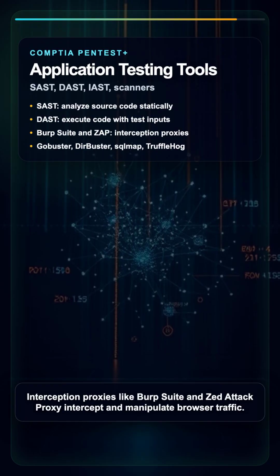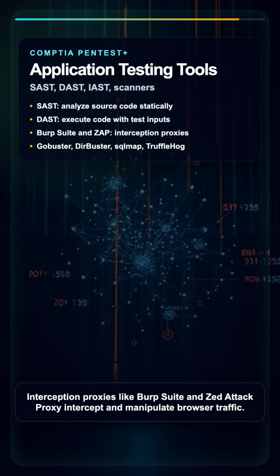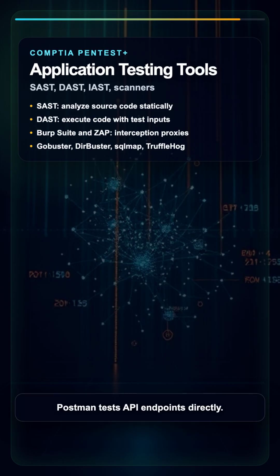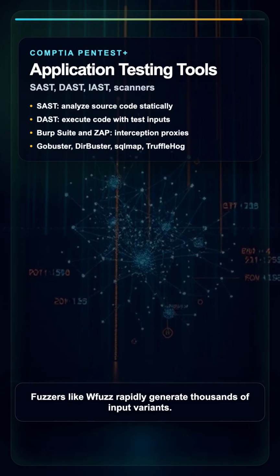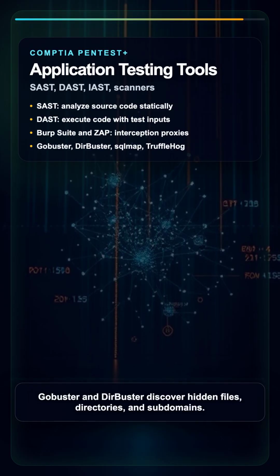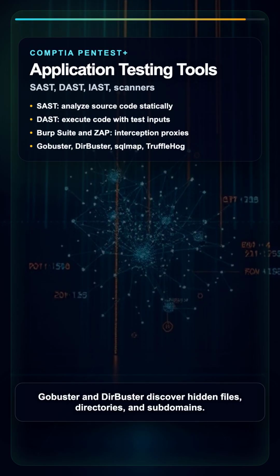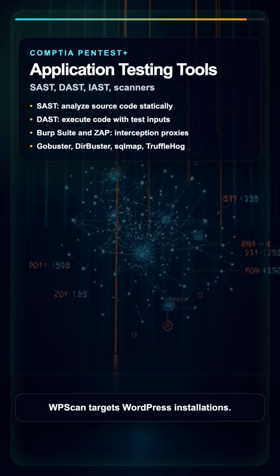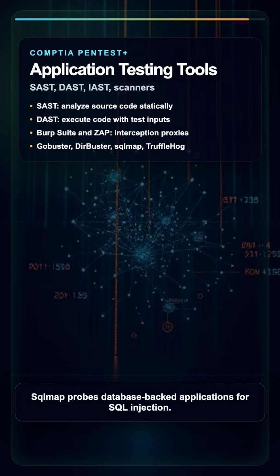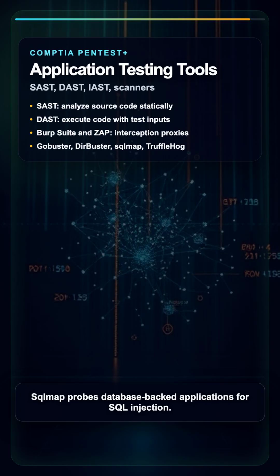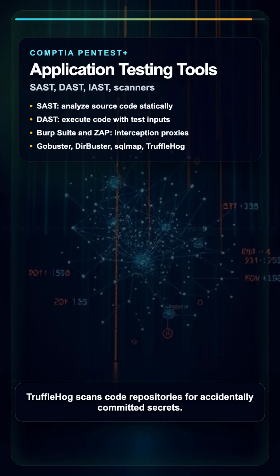Interception proxies like Burp Suite and ZAP, the Zed Attack Proxy, intercept and manipulate browser traffic. Postman tests API endpoints directly. Fuzzers like ffuf rapidly generate thousands of input variants. Gobuster and DirBuster discover hidden files, directories, and subdomains. WPScan targets WordPress installations. sqlmap probes database-backed applications for SQL injection. TruffleHog scans code repositories for accidentally committed secrets.